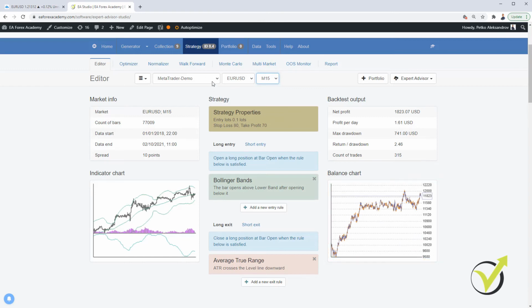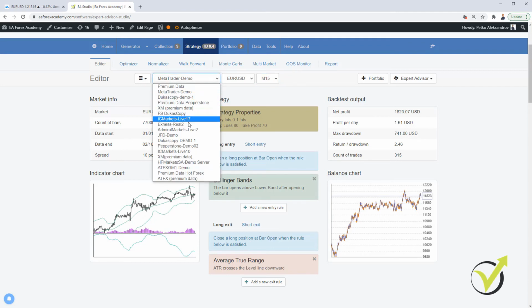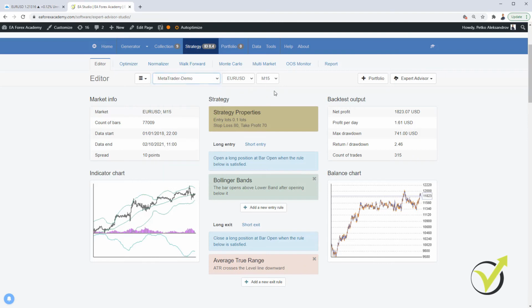What you can do as well is you can import the historical data from your broker. As you can see, I have imported data from many brokers, and you can test how exactly this strategy will behave over the historical data from your broker. You can do that from the data tab on EI Studio.